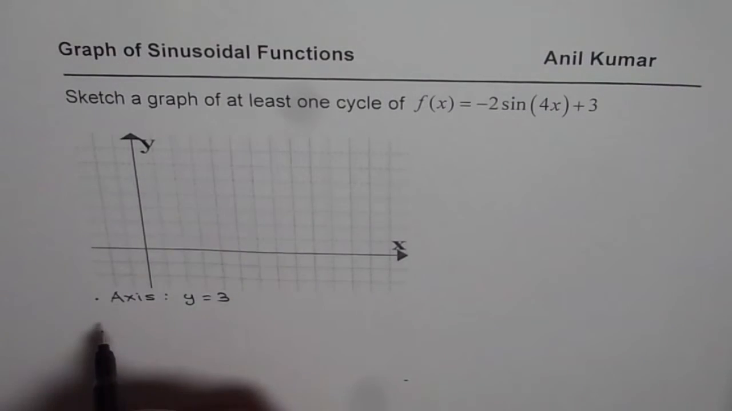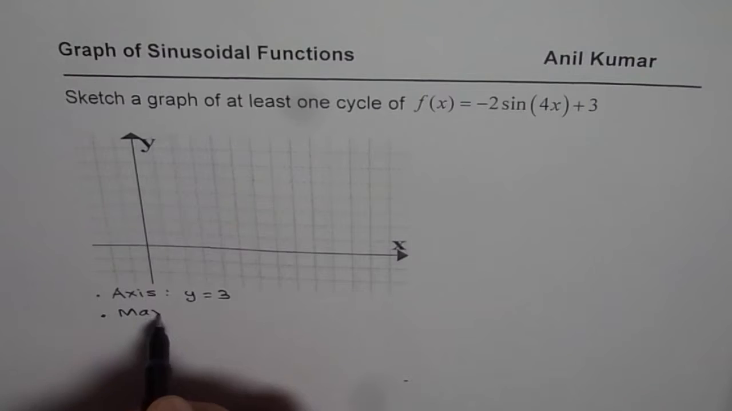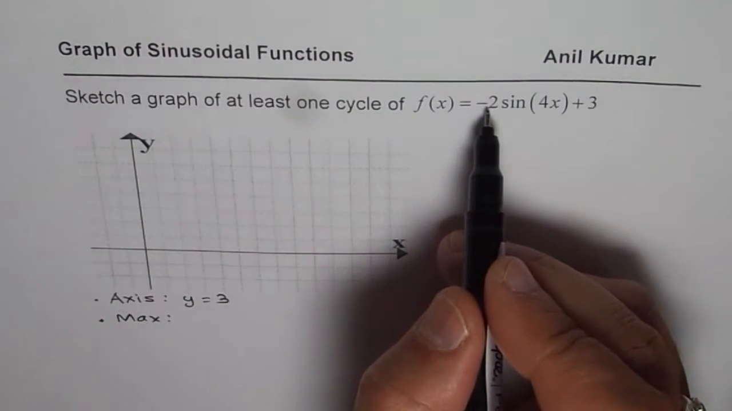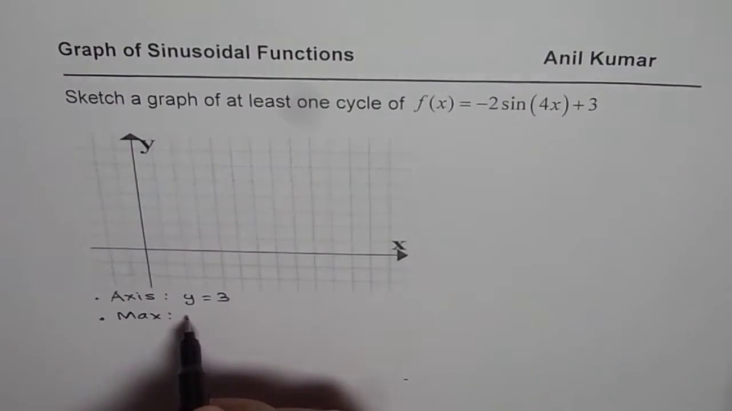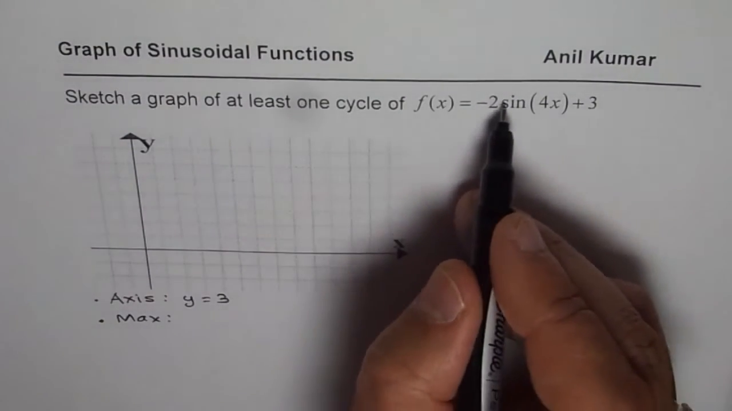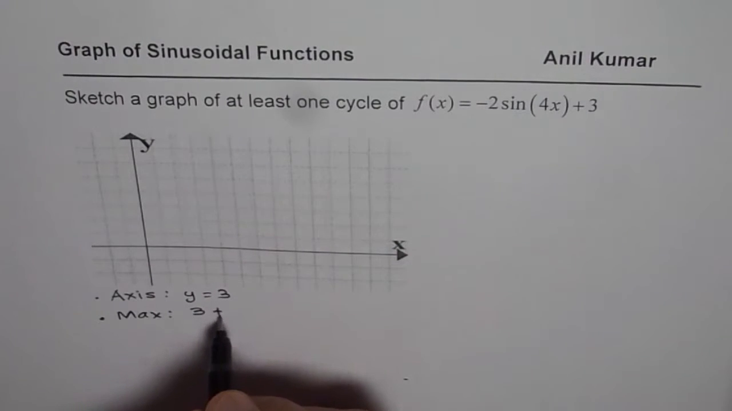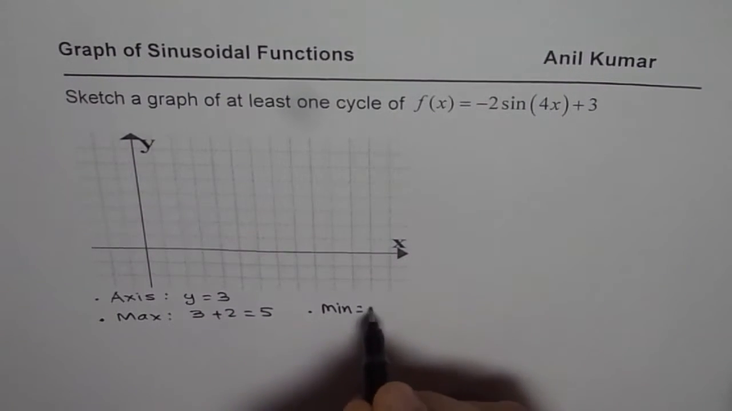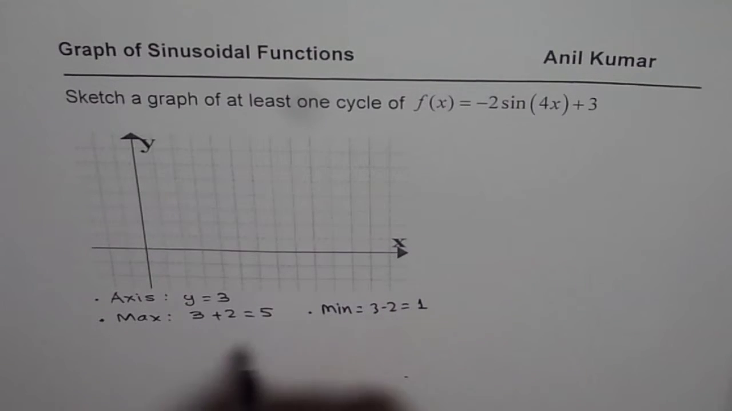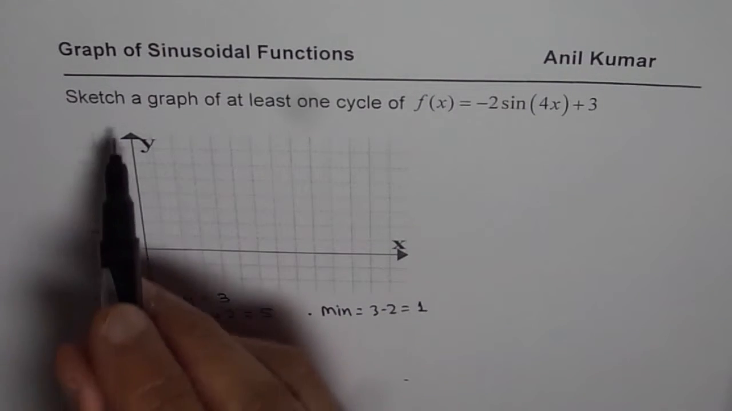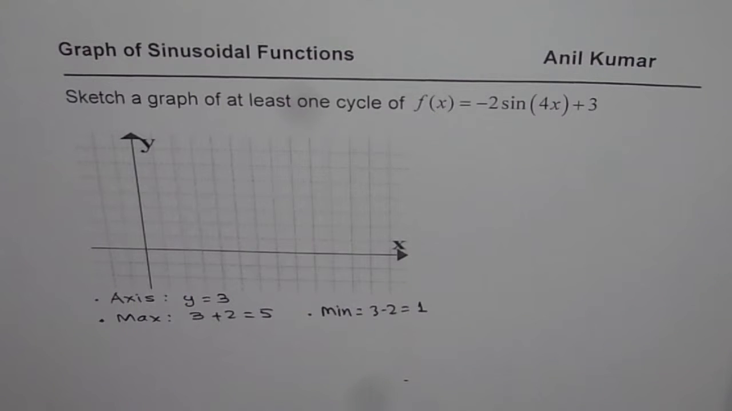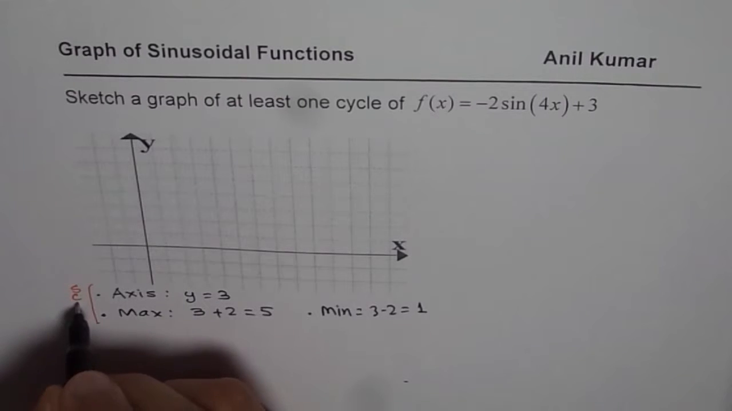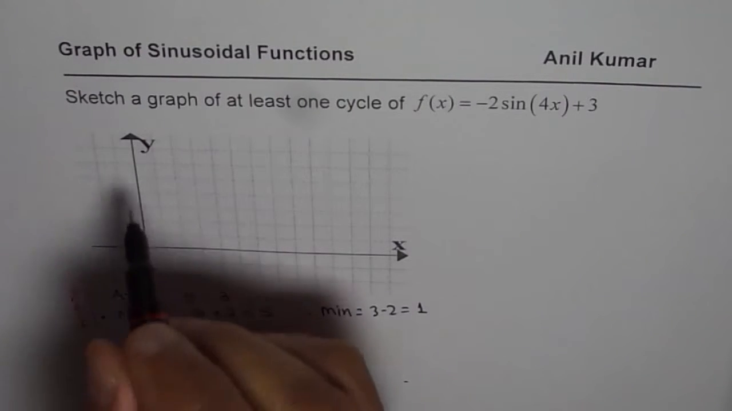Once you get the axis, then you look for maximum and minimum. Maximum is axis plus or minus the amplitude. Since it is negative, the absolute value you have to add here is 3 plus 2, which is 5, and then check minimum, which is 3 minus 2, which is 1. So these define the y scale. Once you have this information, you know what scale to use. So it's all about using correct scale.